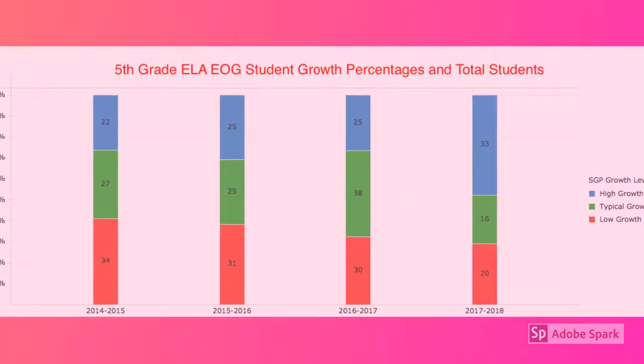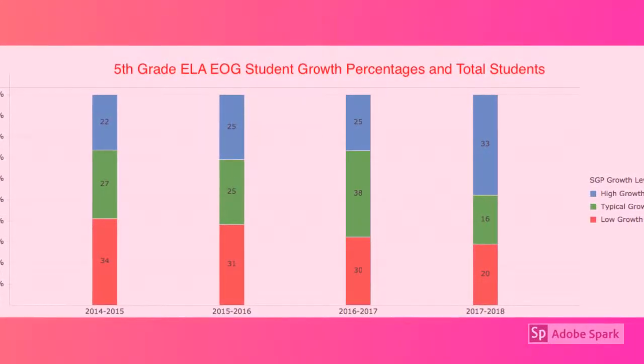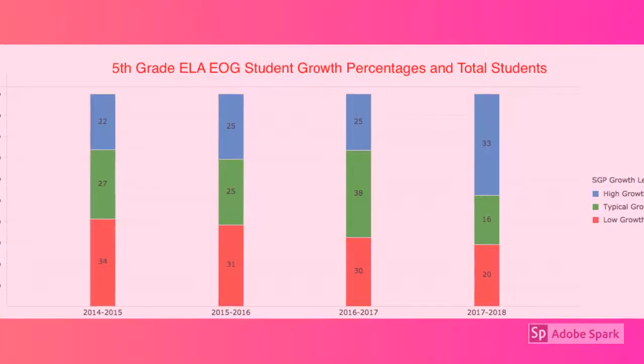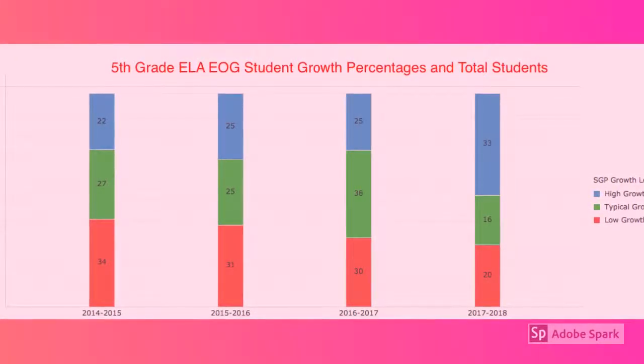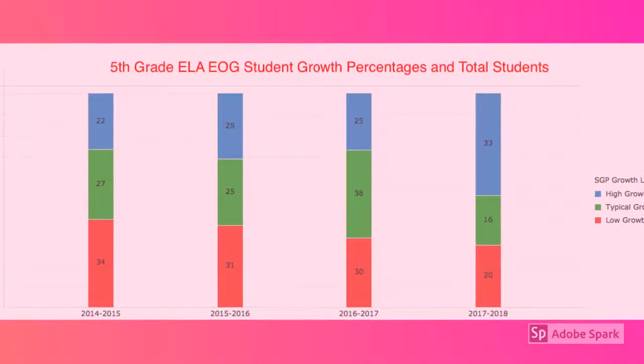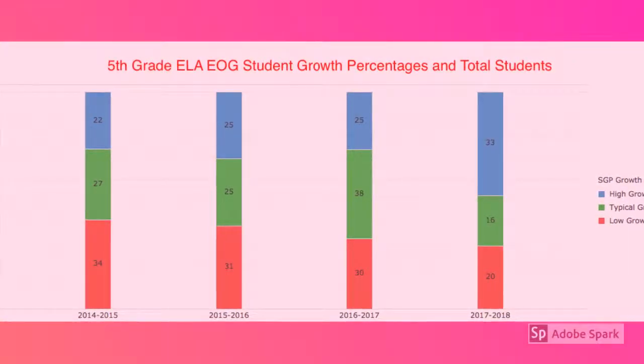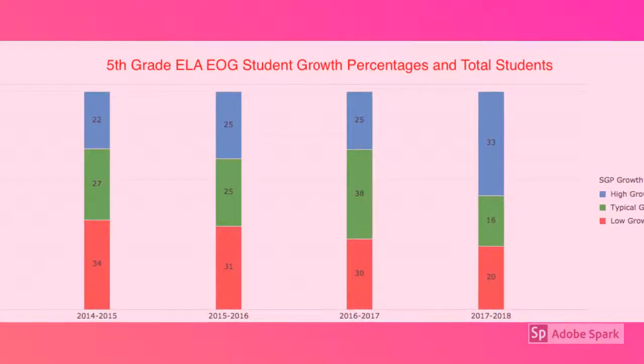This graph shows the achievement level for 5th grade according to the growth percentiles. The student growth percentiles show that in 2014-15, we had a high growth of 22% of students. And in the 17 and 18 year, we showed a high growth of 33% of students.